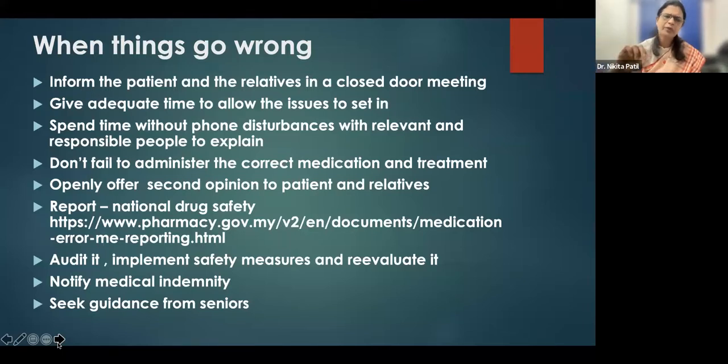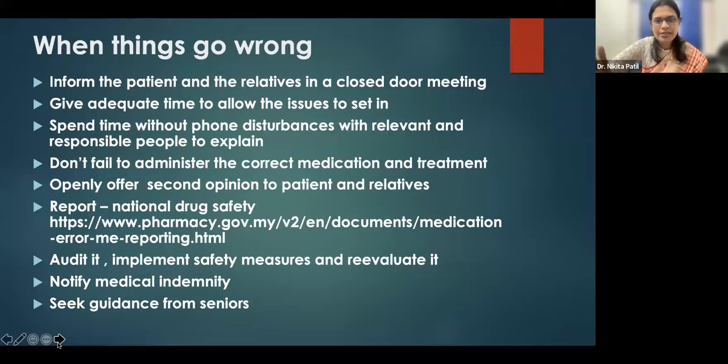Yes, many a times even disconnection of the tube occurs while shifting, while changing position. And we fail to understand what has gone wrong. We think that the alarms are telling us something continuously, that this error is there in the machine, but no, pay attention to the alarms, treat them, correct them, openly offer a second opinion to the patient and relatives.